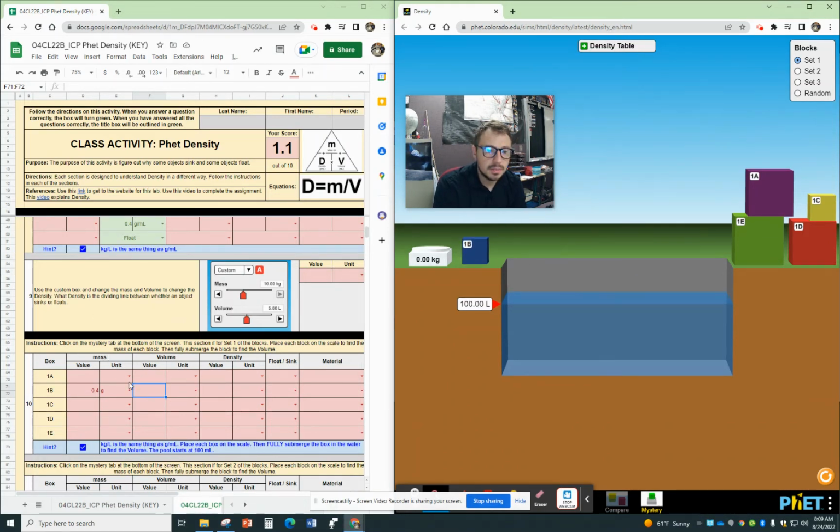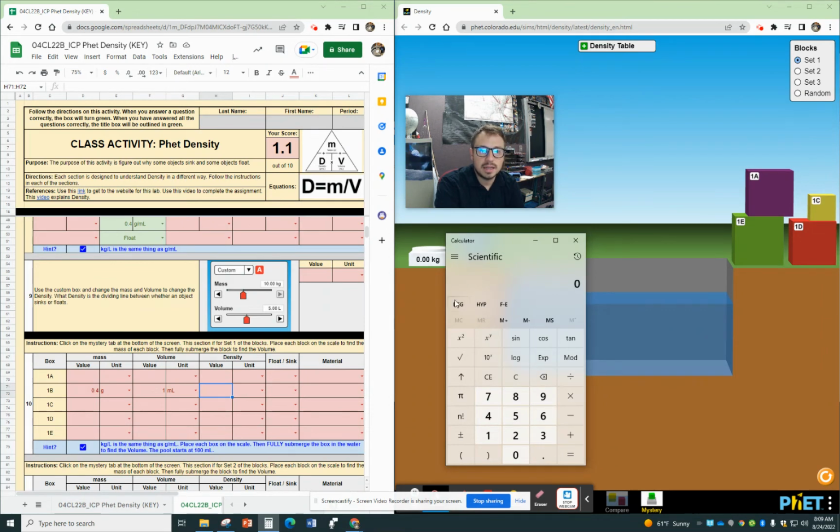So then I come in here and put 1, because it went 1 over that 100, and then I put milliliters, because we're doing everything in grams and milliliters. Then you can come over and calculate the density. You use the calculator. It's just density equals mass divided by volume. So I get 0.4 divided by 1. Well, that's an easy one, 0.4. And the unit, we took grams divided by milliliters, grams per milliliter.